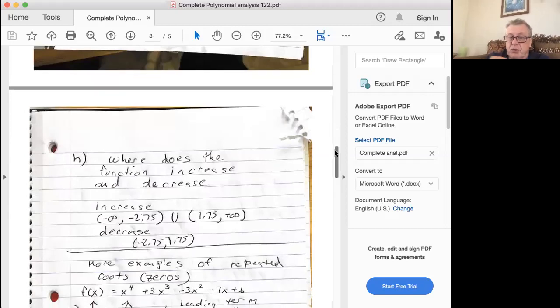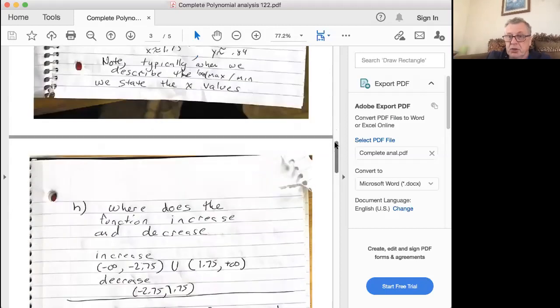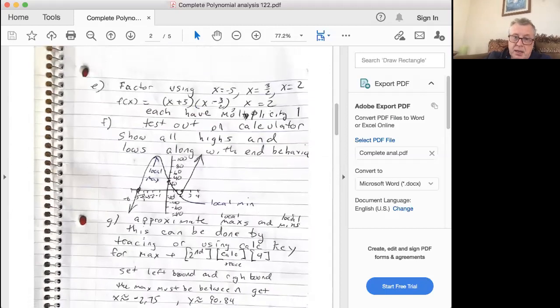Where does the function increase and decrease? It doesn't increase or decrease at maxes and mins. It does neither, so we have an open interval there. And so when I go back and look at the function, it starts way back here at negative infinity, increasing, increasing, increasing. Hits that local max, does neither, then goes back down, down, down, down, hits the local min, not going down or up at that instant, then goes back up.